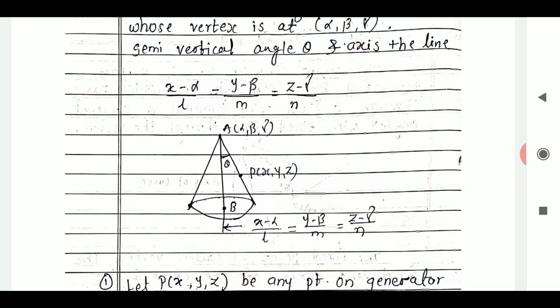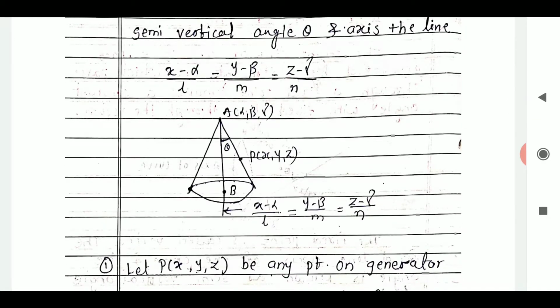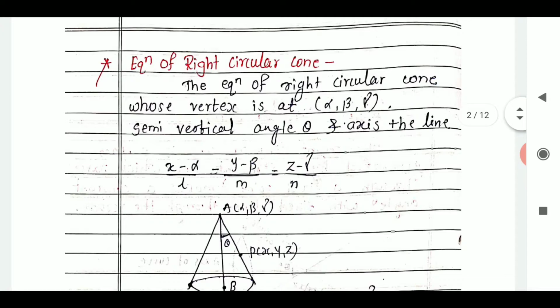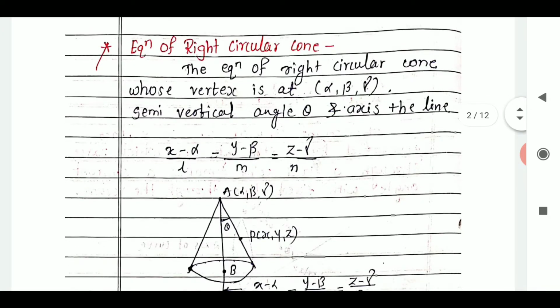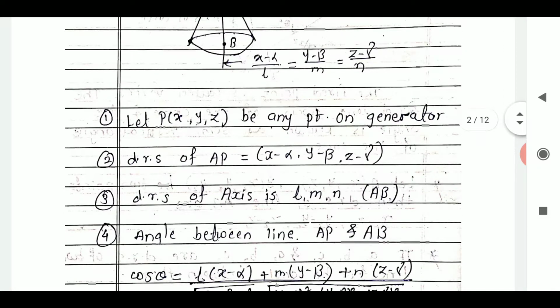Now for simplification, we consider P (x, y, z) to be any point on the generator line. Remember, for finding the equation of a right circular cone, we need the vertex, semi-vertical angle theta and the equation of the axis. If we know all these three things, then we take the next point. Let P (x, y, z) be any point on the generator.